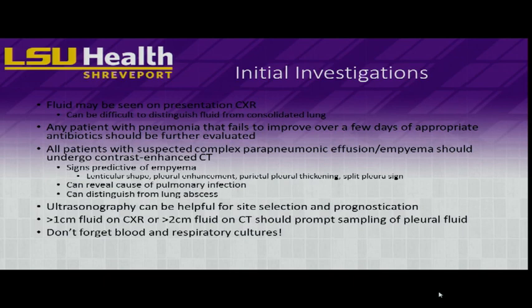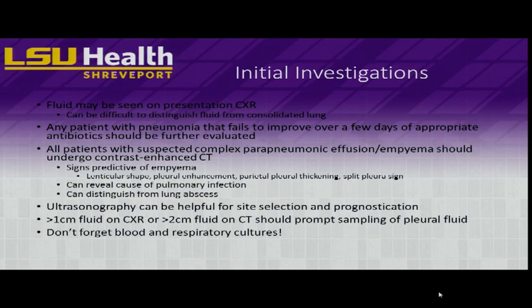So any patient with a pneumonia that fails to improve over a few days of appropriate antibiotic therapy, you really should look for a potential concurrent pleural space infection. If you suspect a possible pleural space infection, then the 2010 British Thoracic Society guidelines suggest that these patients should all undergo a contrast-enhanced CT scan.